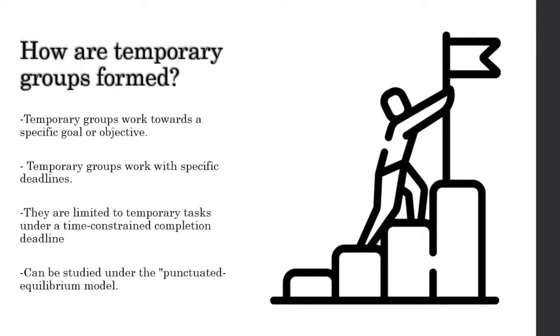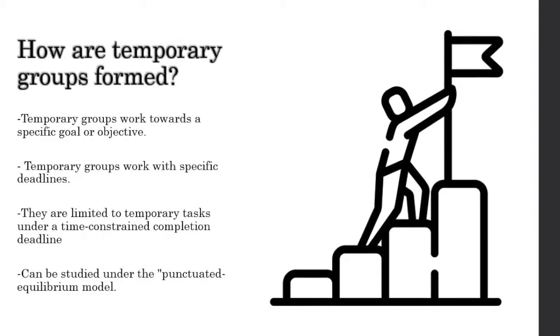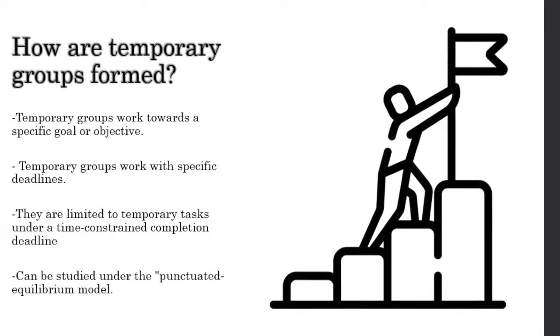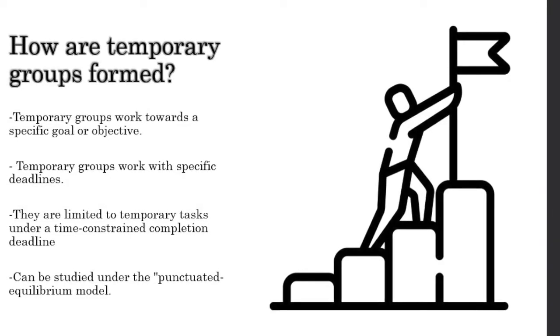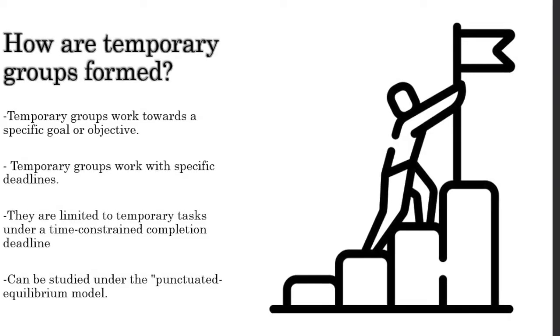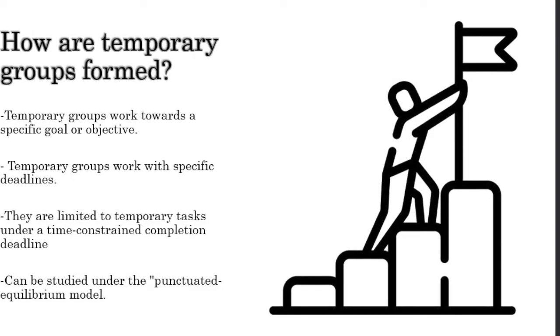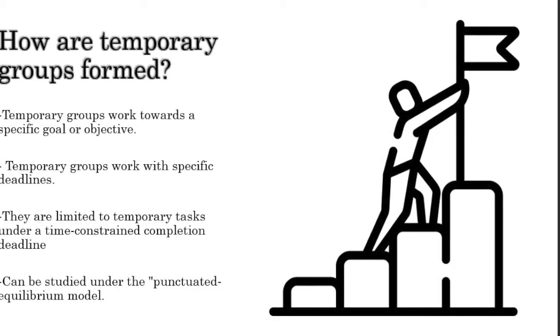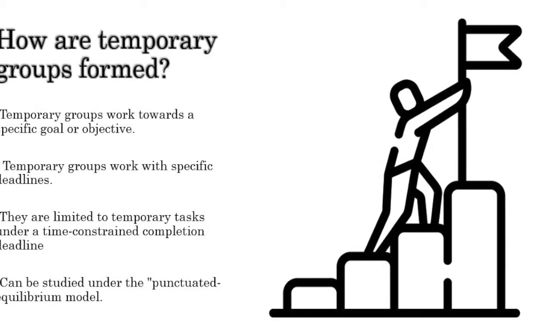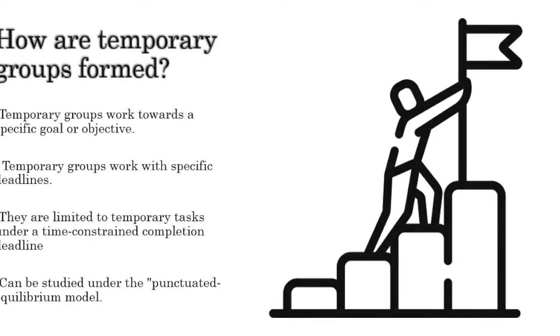There are some characteristics of this type of group. The first one is they work towards a specific goal or objective, which is the same as the university groups for any work you have. A second characteristic is they have specific deadlines. Third, they are limited by time, as I told you before. And fourth, they can be studied under the punctuated equilibrium model, which I'm going to tell you about later.